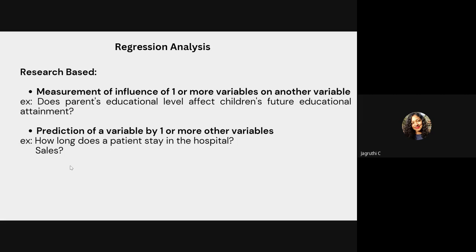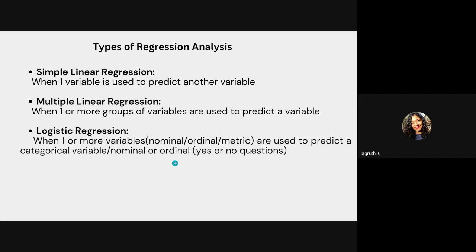So all these would become your dependent variables. So going forward, regression analysis is broken down into three types. You have your simple linear regression, your multiple linear regression, and then comes your logistic regression.